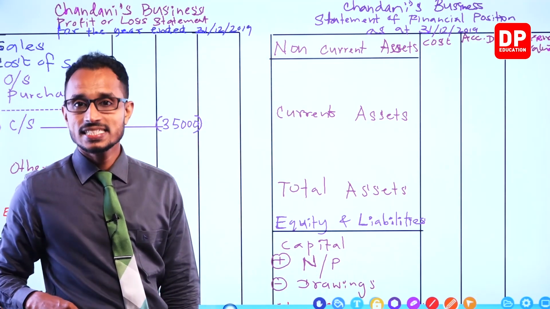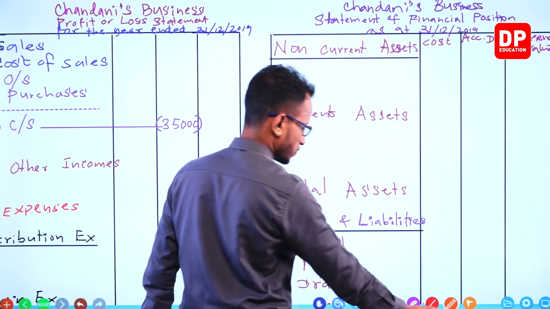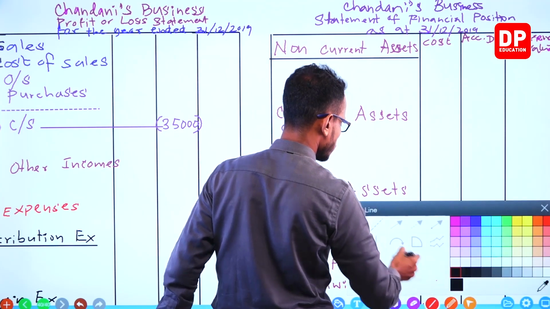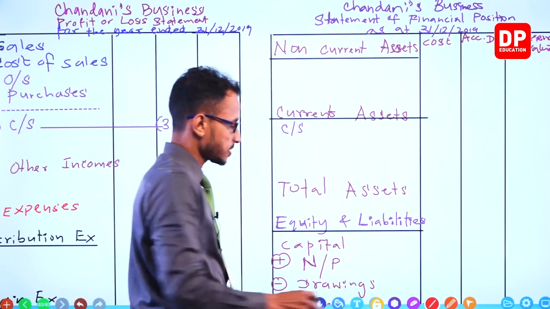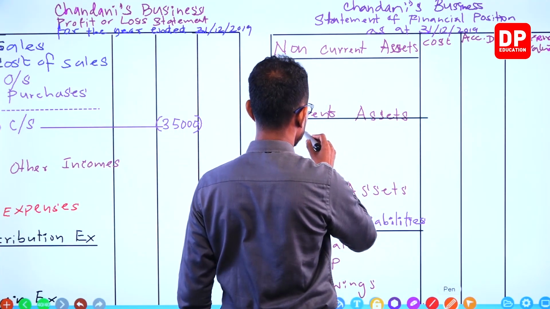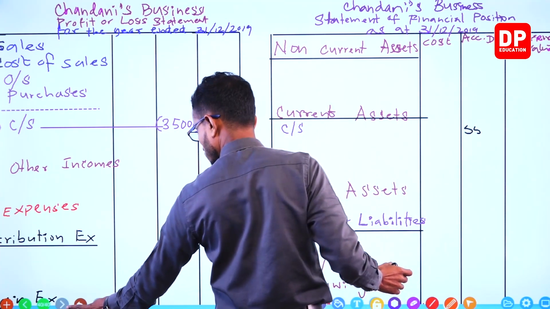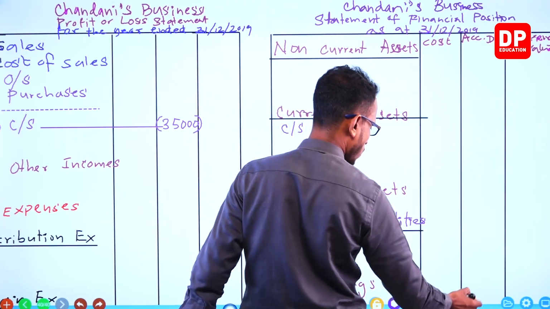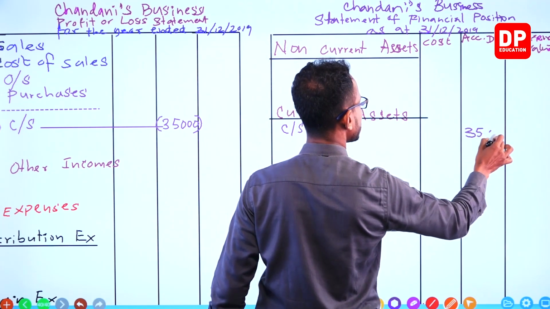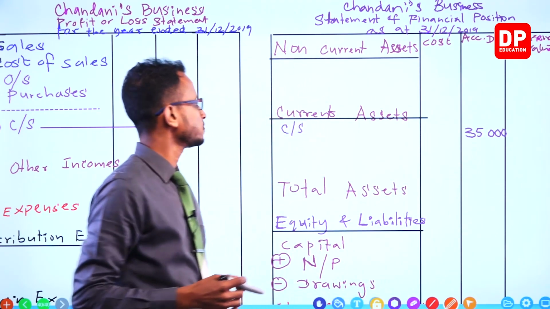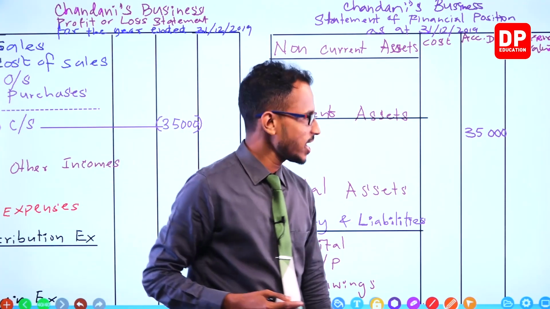Under current assets, closing stock. Closing stock should be under current assets. Put it to the second column, 35,000, under current assets. Okay, next.